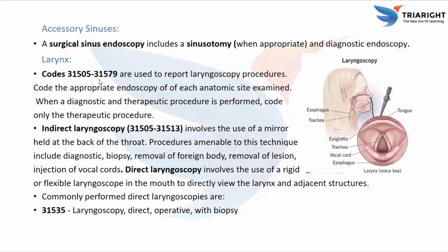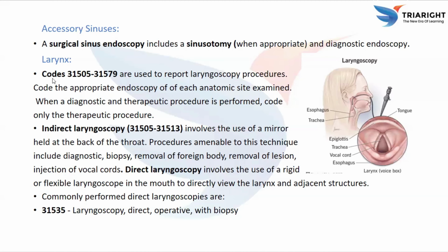Accessory sinuses. So what does this mean? Accessory sinuses and the surgical sinus endoscopy. A surgical sinus endoscopy automatically includes the diagnostic endoscopy and the sinusotomy when appropriate. When a surgeon performs endoscopic sinus surgery, they must first look inside. That is a diagnostic procedure, and they may then open the sinus, which is the sinusotomy procedure. So CPT considers the diagnostic part bundled into the surgical procedure. Do not code the diagnostic sinus endoscopy separately. You have to code only the surgical sinus endoscopy.